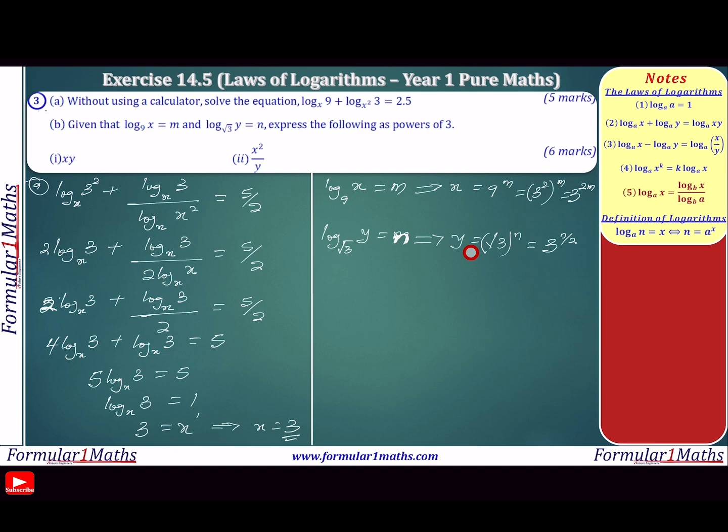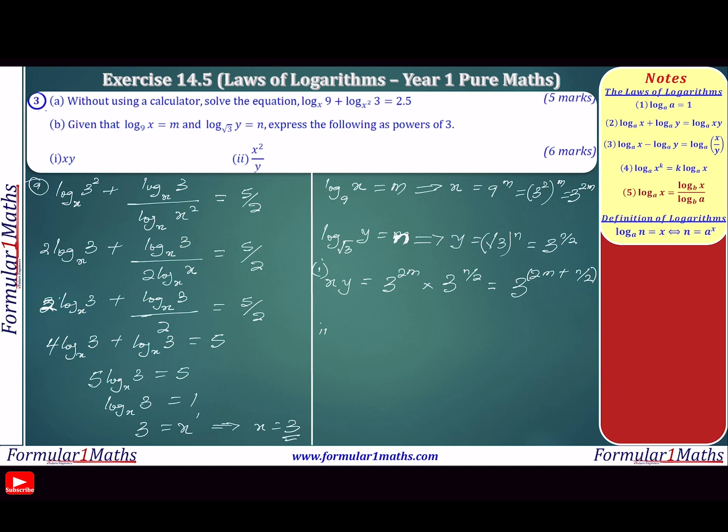So if we multiply them for i, xy will become 3 to the power 2m, which is here, times 3 to the power n over 2. We have the same bases, and according to the laws of indices, when we multiply two numbers with the same base, we can add the powers. So we are going to get 3 raised to the power 2m plus n over 2. And that is xy written as a power of 3.